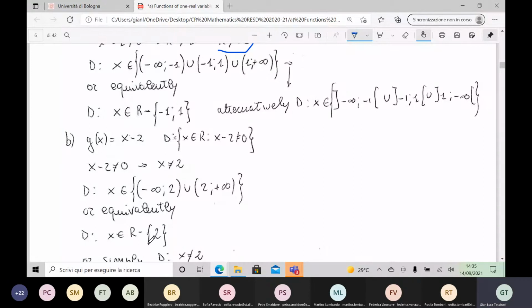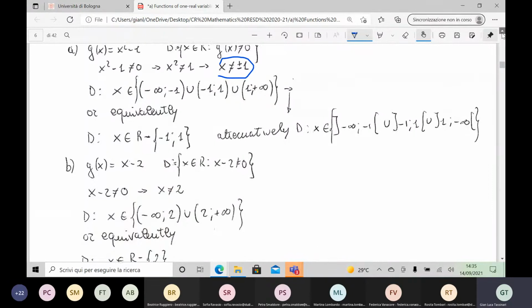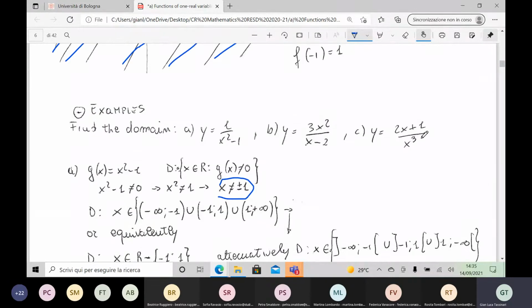The last one. What kind of function is this one? It is a rational function because it's a ratio between a polynomial function of order 1 and a polynomial function of order 3. In particular, this is a power function of order 3. So you need to require that the denominator is different from 0.